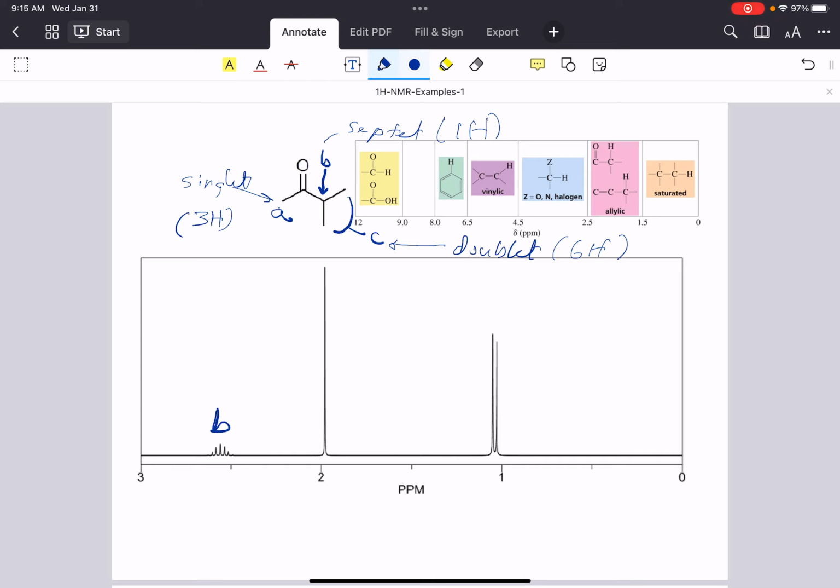The singlet at 2 parts per million, that's going to correspond to signal A, that CH3 group, because it has no neighbors. And then if we look down here at 1, the lowest chemical shift of the 3 signals, that's going to be the hydrogens corresponding to those 2 methyl groups that are 1 carbon removed from the carbonyl. And so we would be able to indicate that doublet as C. And so, using the combination of chemical shift and splitting patterns, we can actually assign all 3 of the peaks in this spectrum.